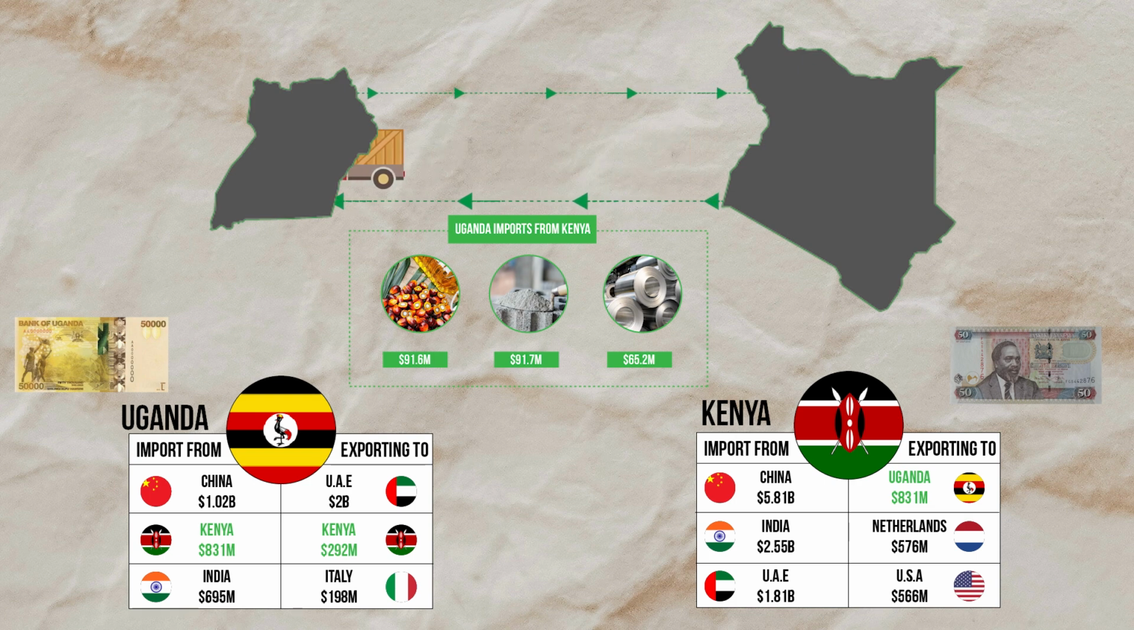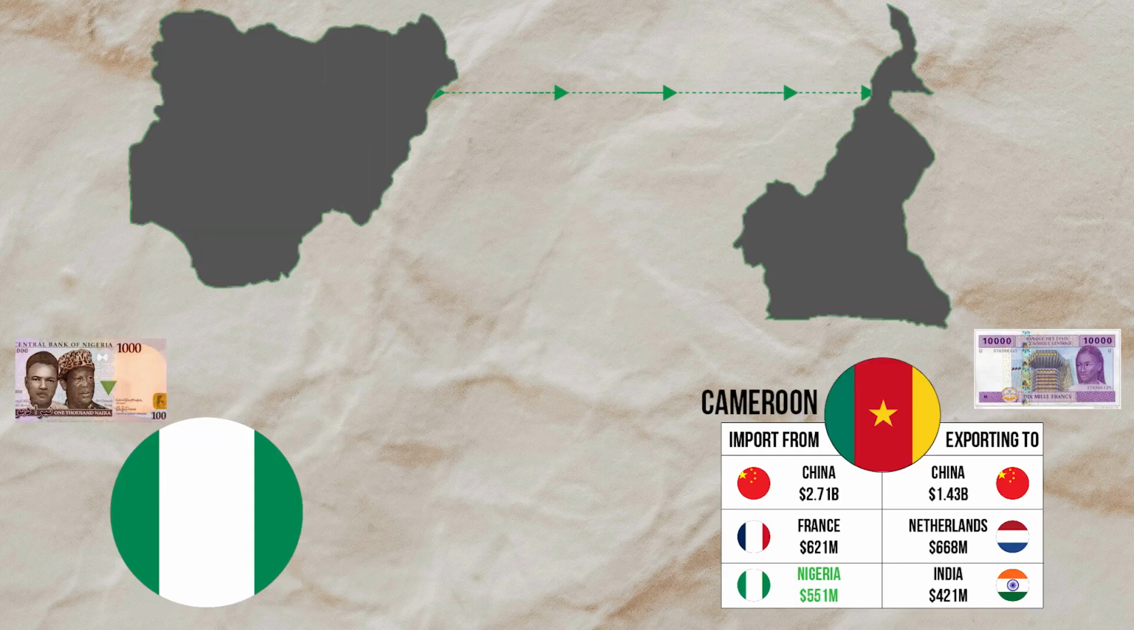In 2021, Uganda imported $831 million worth of goods from Kenya. It was mainly cement for around $91.7 million, palm oil for about $91.6 million, and coated flat-rolled iron for an estimated $65.2 million. Next is Cameroon and Nigeria.